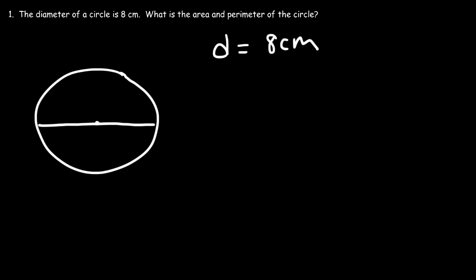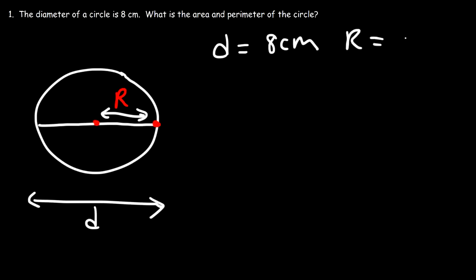The first thing I would recommend doing is finding the radius. The radius is 1/2 of the diameter. So this is the radius. It's the distance between the center of the circle and any point on the circle. So half of 8 is 4. Therefore, the radius is 4.